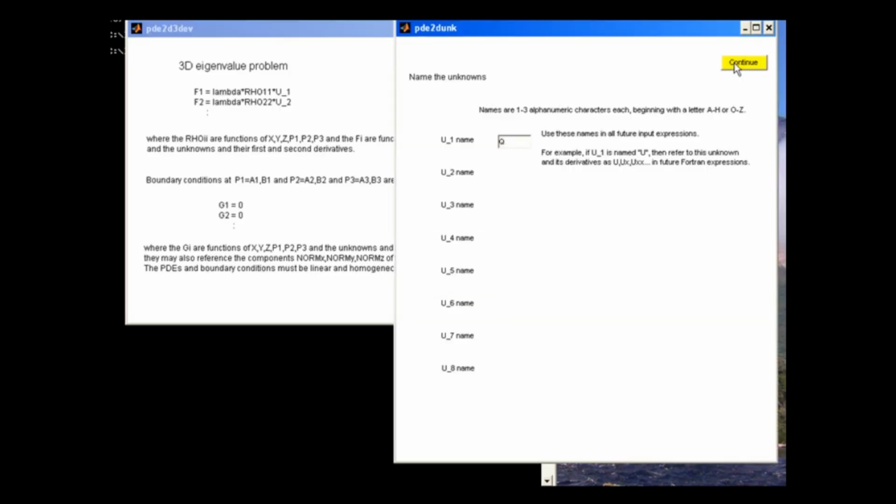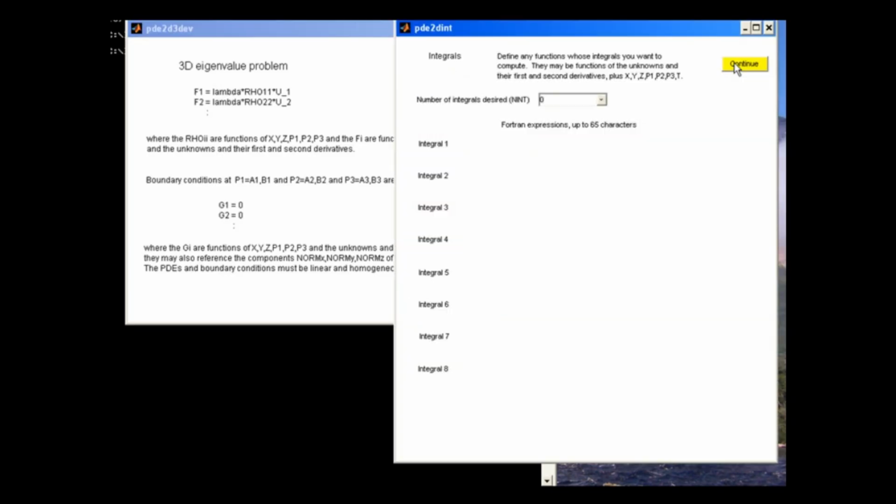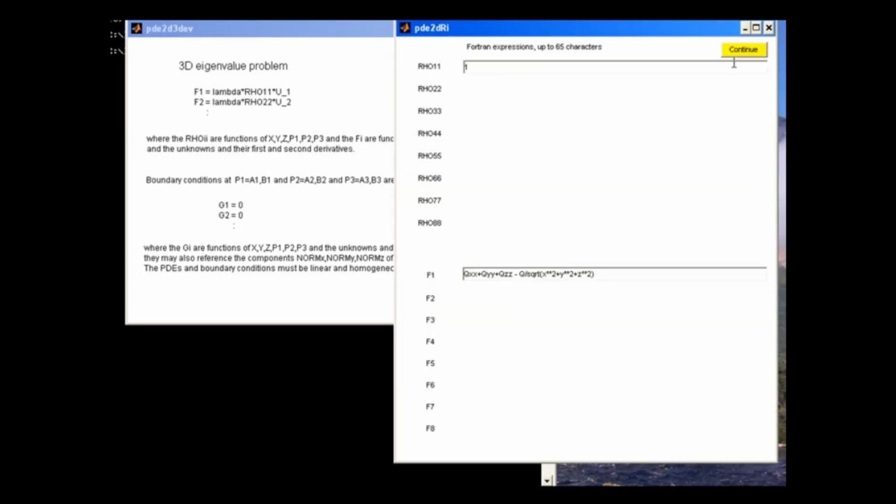We want to call the unknown Q. And here we could ask to calculate integrals of functions of the solution and its derivatives. We don't want any now. Now we actually define the PDE.